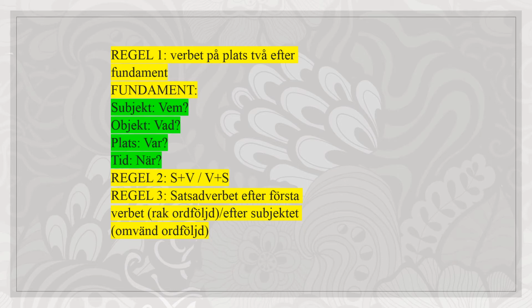Regel 2. Rule 2 is about the place of subject and verb in the sentence. So in the rak ordföljden, straight sentence, subject will come first and then verb. Subject and verb always will be together. In the reversal ordföljden or reversal sentence, verb will come first and then followed by subject.